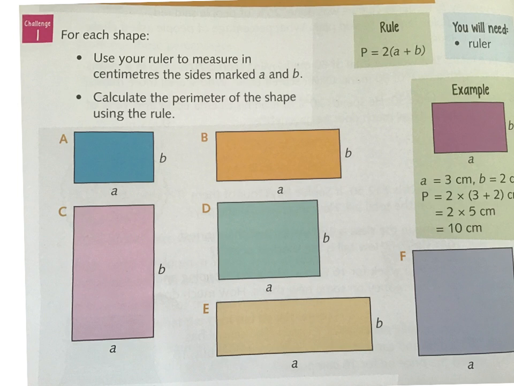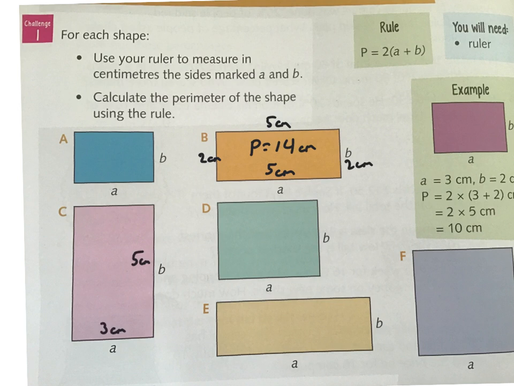Shape A we did together for an example, so we're going to start with shape B, which when I measured it was 5 centimeters for side A and 2 centimeters for side B, which showed me that this side is also 5 and this side is also 2. So that gave me an answer of 5 and 5, which makes 10, 2 and 2, which makes 4. So altogether the perimeter for that shape was 14 centimeters.